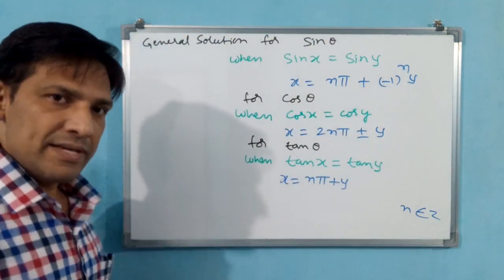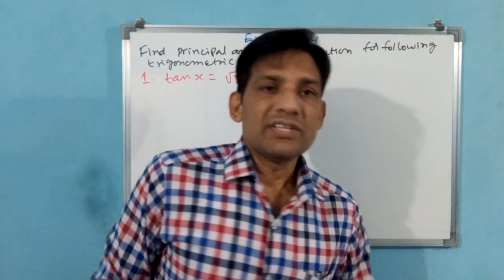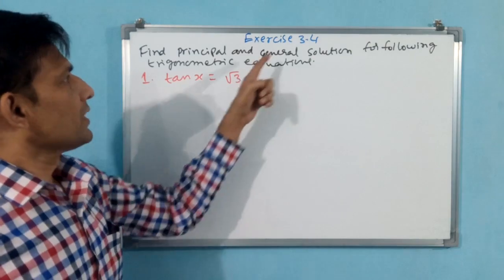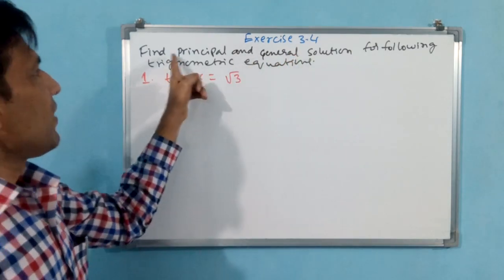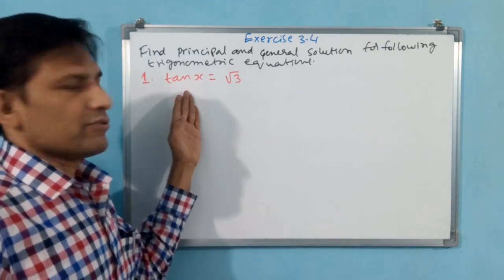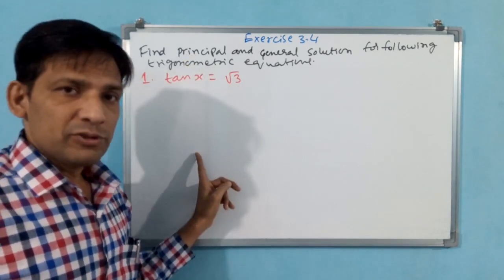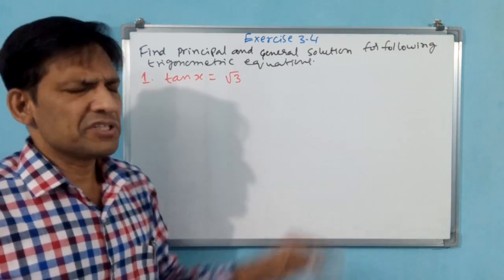This you memorize. Then we go back for 3.4 exercise. Okay, see the first question. Exercise 3.4. Find principal and general solutions for following trigonometric equations. This is equation only. Okay? Trigonometric equation. We have to find principal solution and general solution. Principal solution is easy.